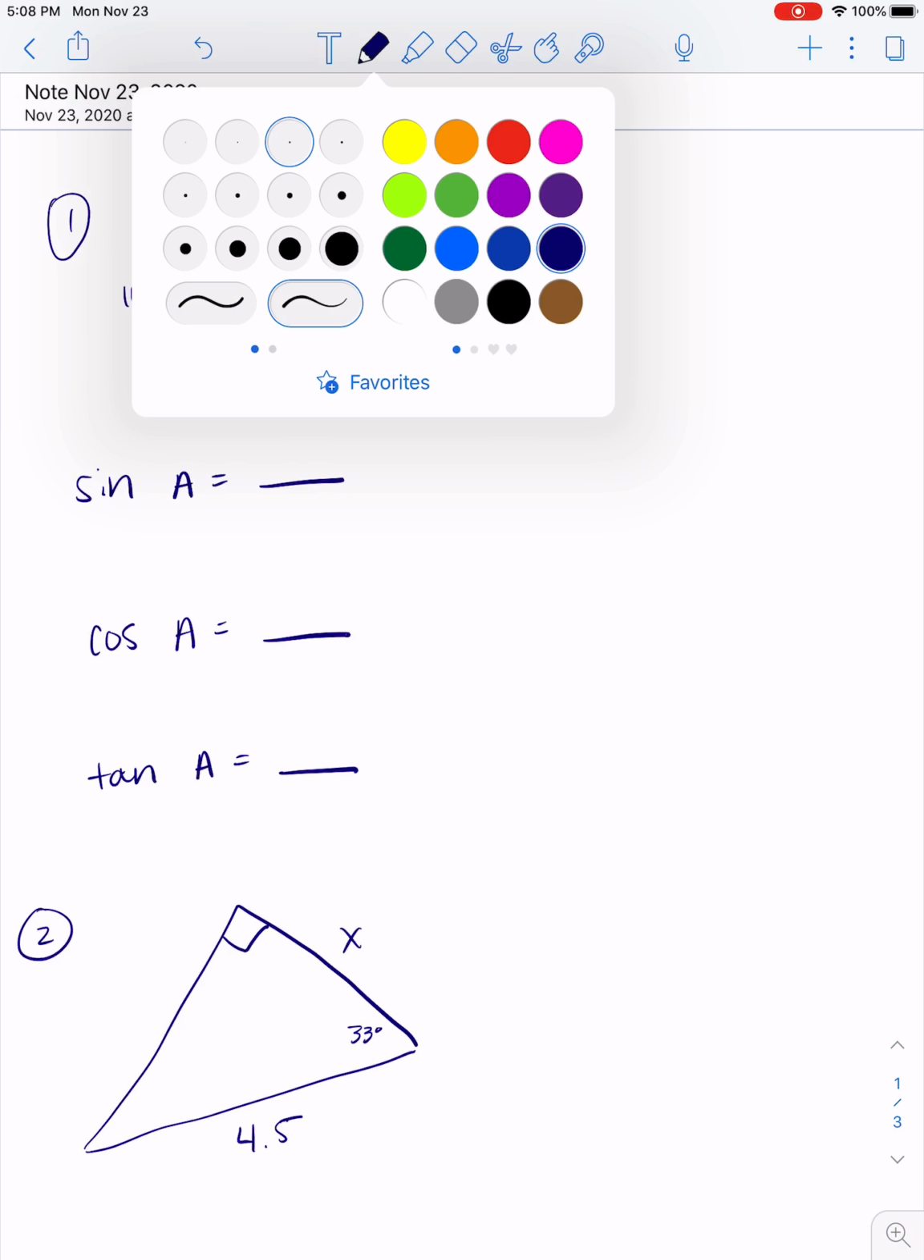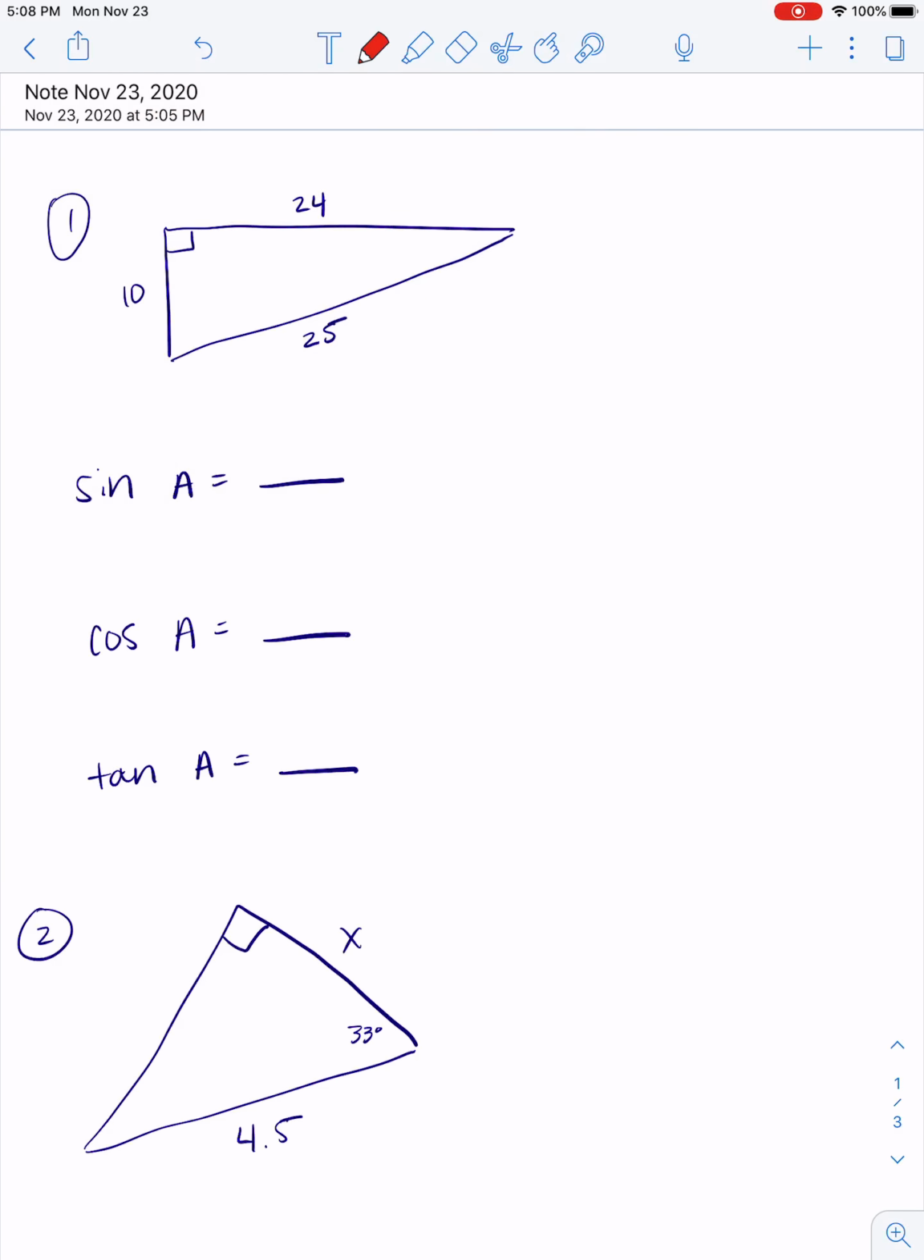Okay, so for this first problem, it asks you for the sine of A, the cosine of A, and the tangent of A. So these sine, cosine, and tangent functions for a right triangle, they are ratios. So it's like a ratio of sides. You have something on the top of the fraction, something on the bottom of the fraction. Now, it's all based on, hold on a second, I have to figure out where angle A is. I didn't realize I was missing that.